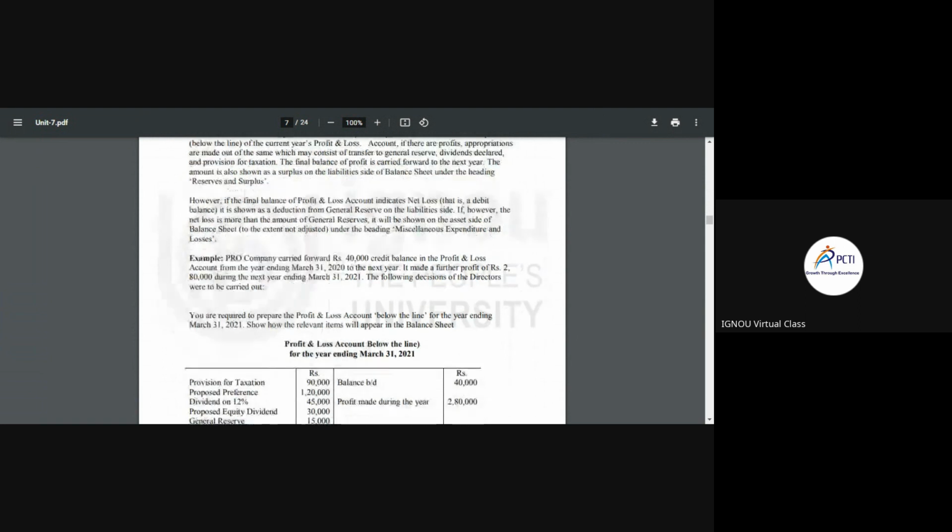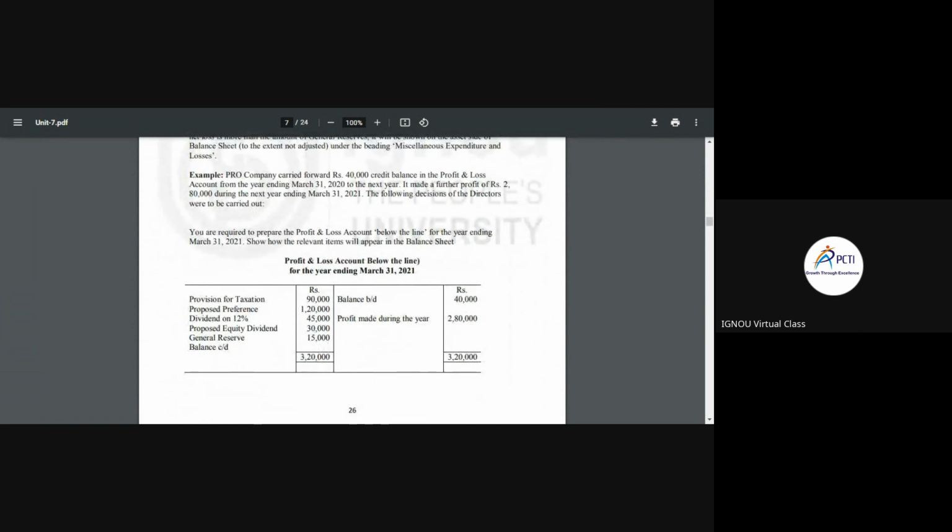Then we have an example to understand it. A company carried forward a 40,000 credit balance in the P&L account from the year ending 31st March 2020 to the next year. It made a further profit of rupees 2,80,000 during the next year, 31st March 2021. The following decisions of the directors were to be carried out, and you are required to prepare the P&L account that will be below the line for the year ending 31st March 2021. Then show how the relevant items will appear in the balance sheet.